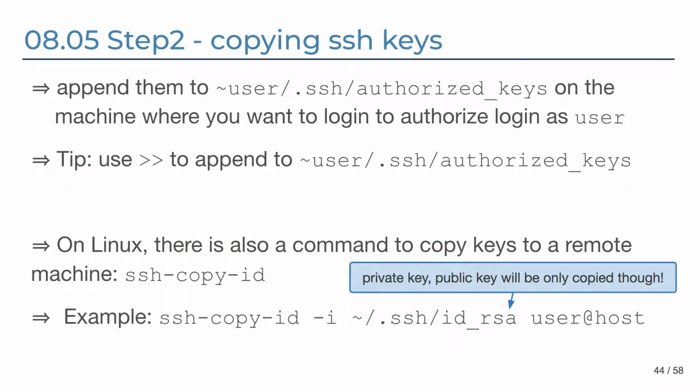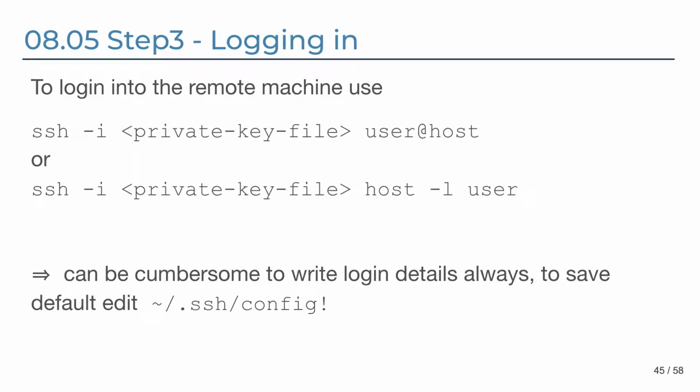Right, so the second step is that we want to copy the SSH keys over to a machine. We have to store our public key in the home directory of the user where we want to log in, in .ssh/authorized_keys. The easiest way is to just append to that file. There's also a command which helps us do all of that. But honestly, it's pretty easy to just copy it, so I usually copy it over manually. And then finally, after we did all of this, we can log into a machine using our key files. This is pretty cool.